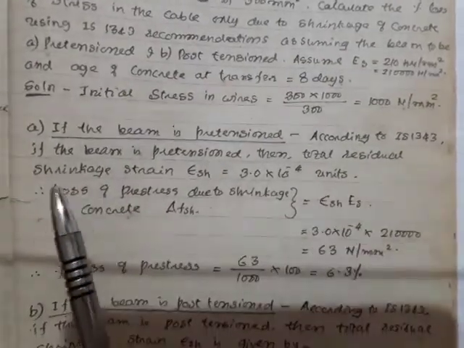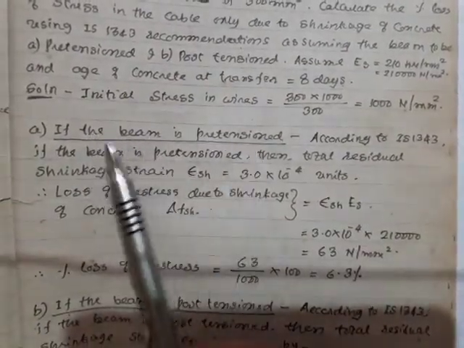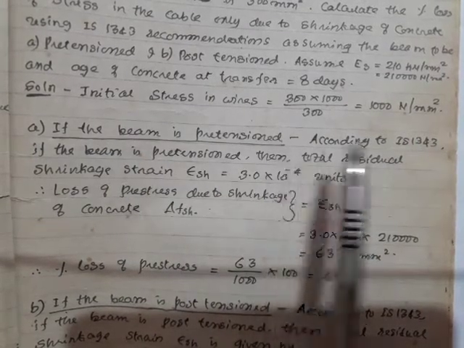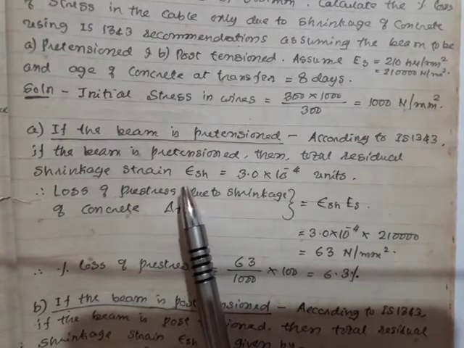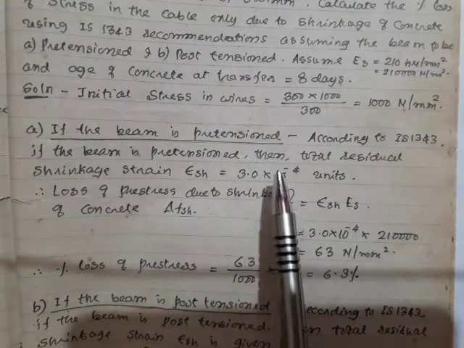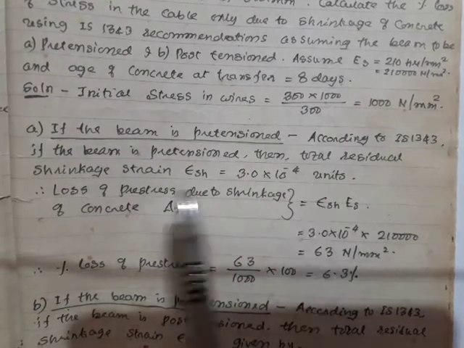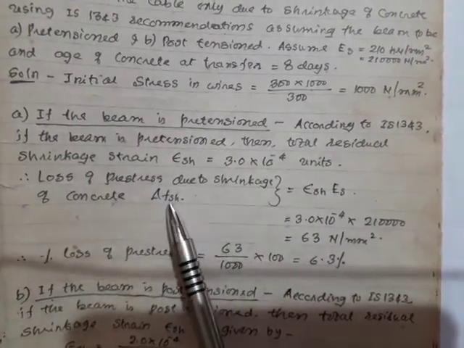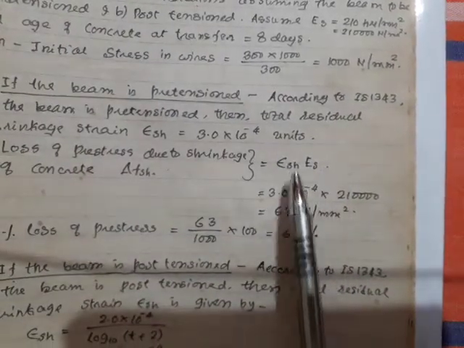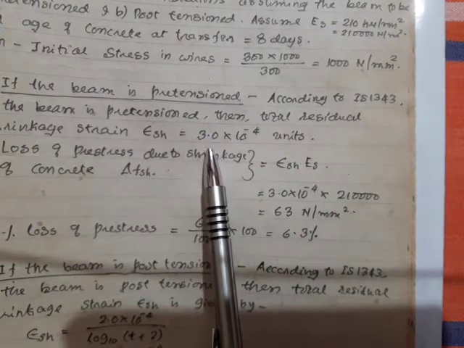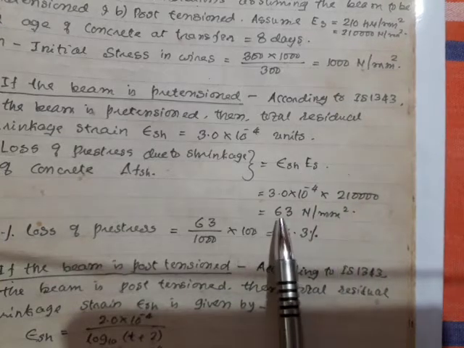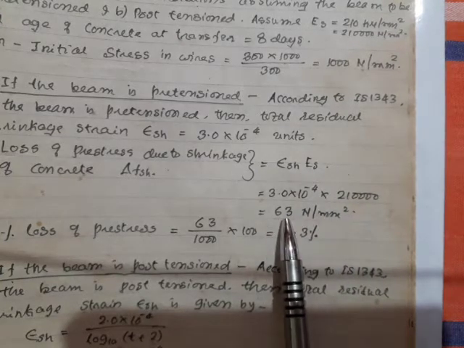So now I will take up the case if the beam is pre-tensioned. According to IS 1343, if the beam is pre-tensioned, then the total residual shrinkage strain epsilon SH can be taken as 3 into 10 to the power of minus 4. The loss due to shrinkage can be written as epsilon SH into ES, where ES is Young's modulus of steel. So the loss works out to be 63 Newton per mm square.